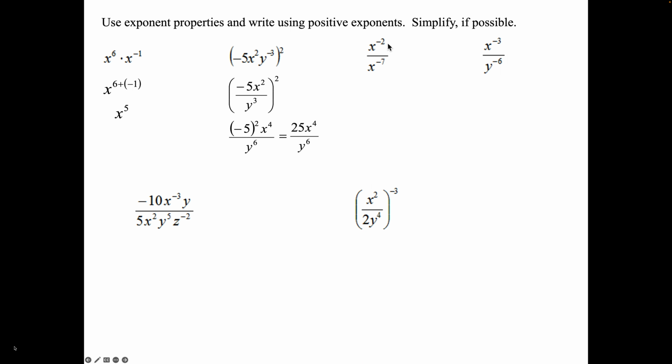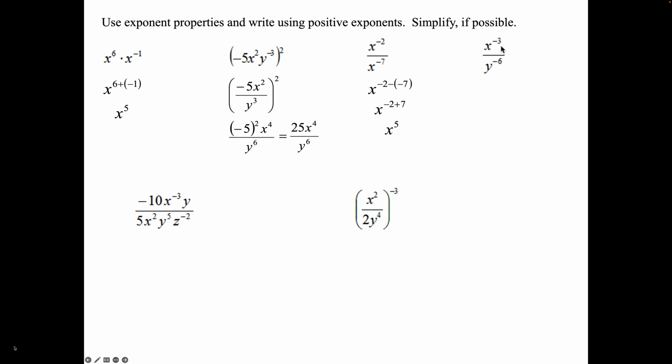x to the negative 2 divided by x to the negative 7. Now, if you wanted to, you could just use the quotient rule and say this is negative 2 minus a negative 7, which changes this minus a negative to a plus, or a plus 7, and negative 2 plus 7 is x to the 5th. Don't get me wrong, if you don't like negative exponents, you could have moved the x to the negative 2 to the bottom, x squared. x to the negative 7 from the bottom goes to the top as positive. x to the 7th over x squared. Now subtract 7 minus 2, you still get 5.